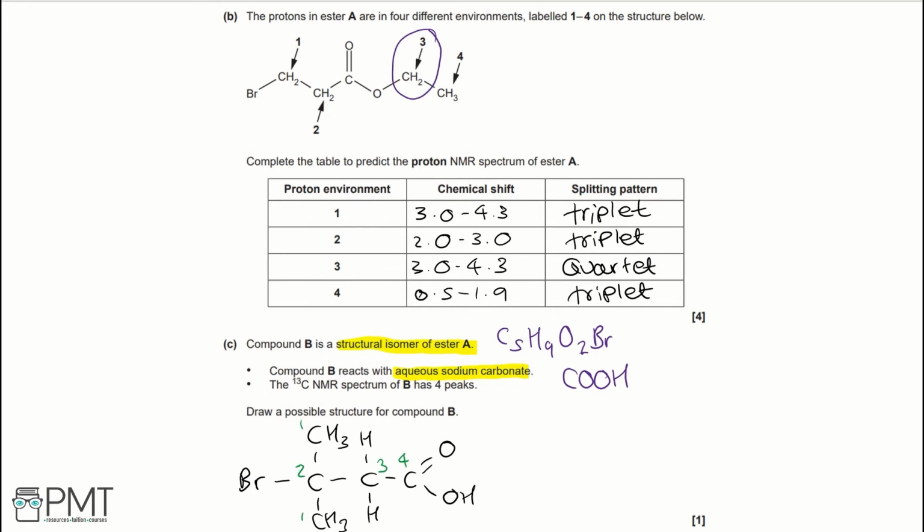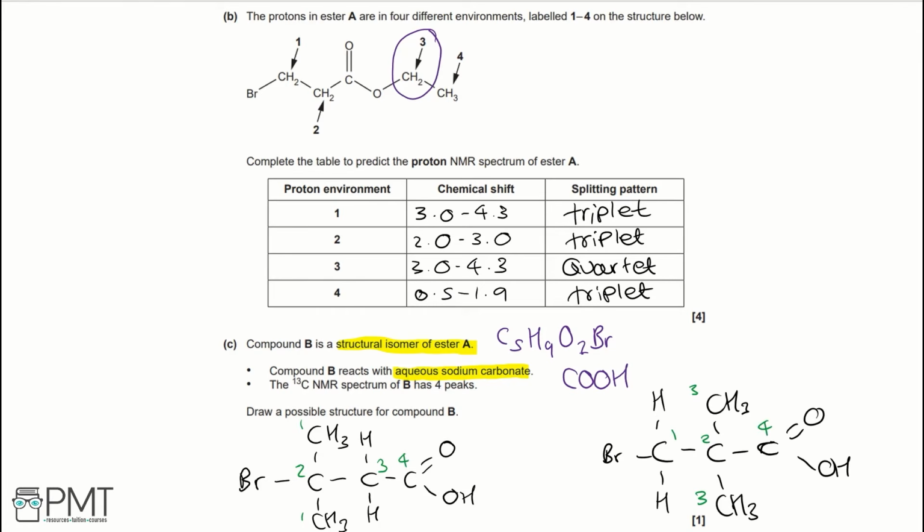However, there are some alternate structures or isomers that you could give and get a mark for this question. For example, we could have CCC with a carboxylic acid group at the end, and then we would have two CH3 groups in the middle carbon, or the central carbon, and two hydrogens on our left-hand side carbon with a bromine group. Now, if we identify the peaks in the carbon NMR spectrum, we would have 1, 2, 3, 4 peaks. So this is another possible structure for compound B.